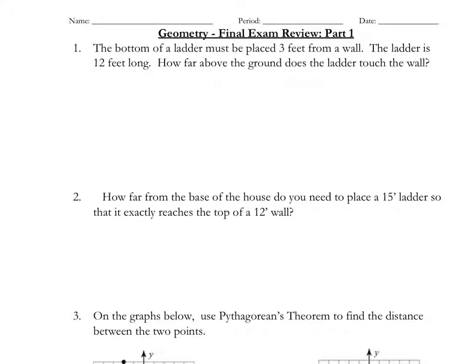So we're looking at part 1 of the final exam review. This first question says, the bottom of a ladder must be placed 3 feet from a wall. The ladder is 12 feet long. How far above the ground does the ladder touch the wall?